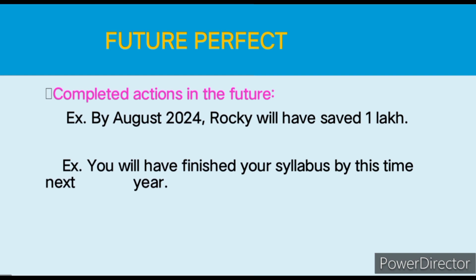Dear friends, future perfect is useful to show completed actions in the future. For example, by August 2024, Rocky will have saved 1 lakh. Another example, you will have finished your syllabus by this time next year. Dear friends, now I am sure that the detailed study of these uses of the tenses can be useful to improve your writing as well as speaking abilities.